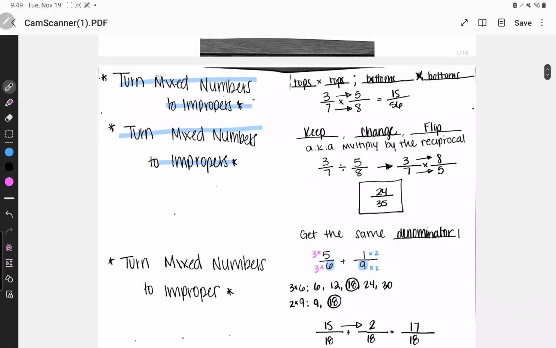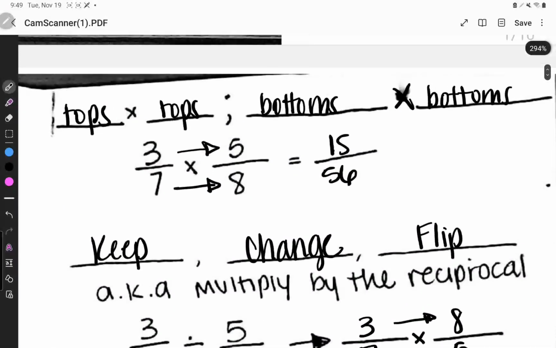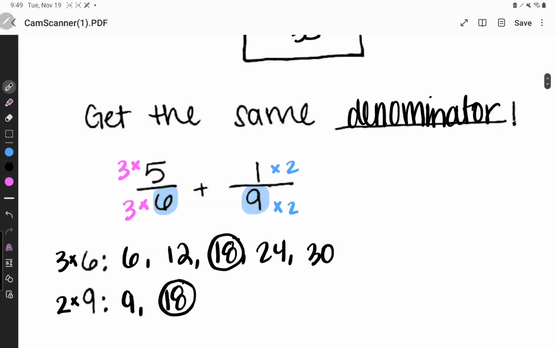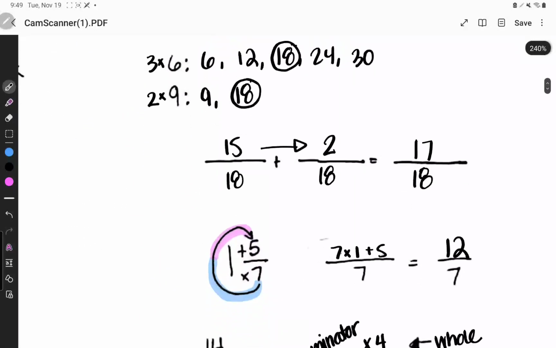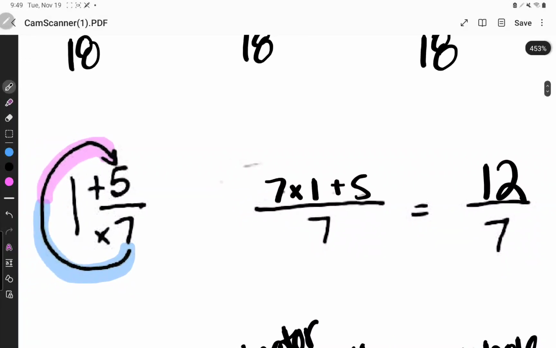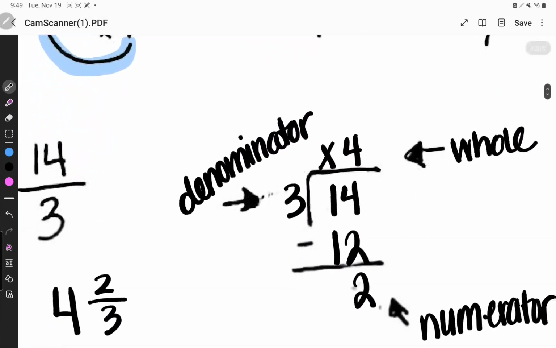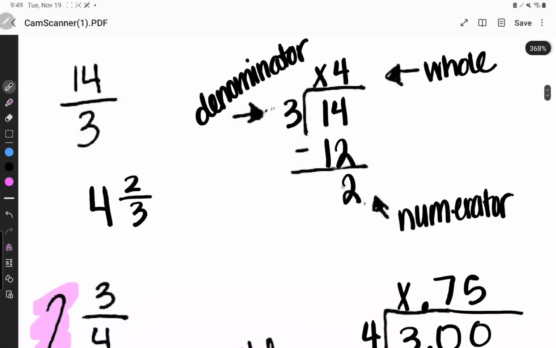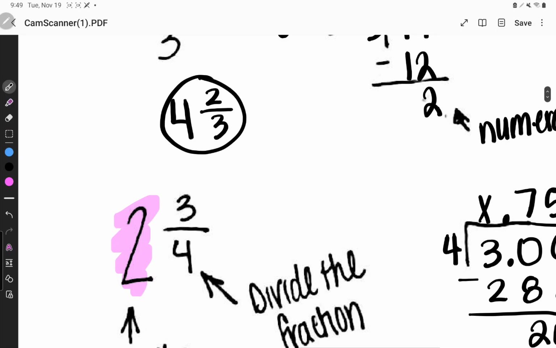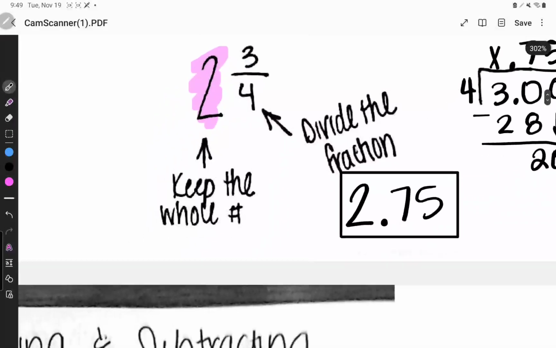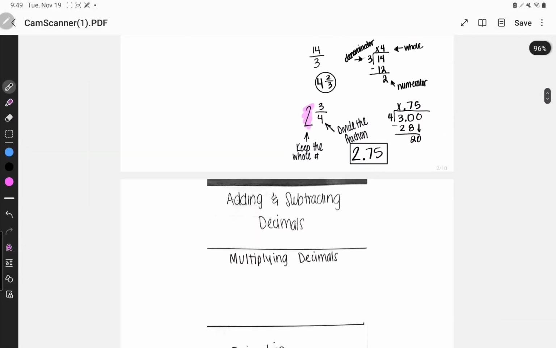Okay, if you need to go back and rewatch any of this, you can. Here's the fraction one real quick, or the multiplying fractions one. Here's the dividing fractions one. Here is your adding. Here is your turning mixed numbers into improper fractions. This is turning an improper fraction into a mixed number. I should probably circle that right there for you guys. There you go. This right here is turning a fraction into a decimal. Okay, I'm going to move on.